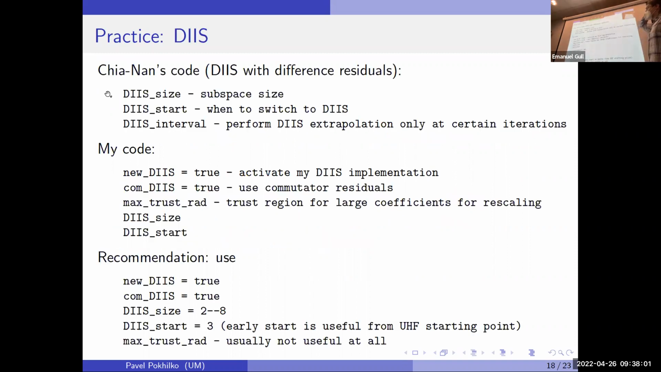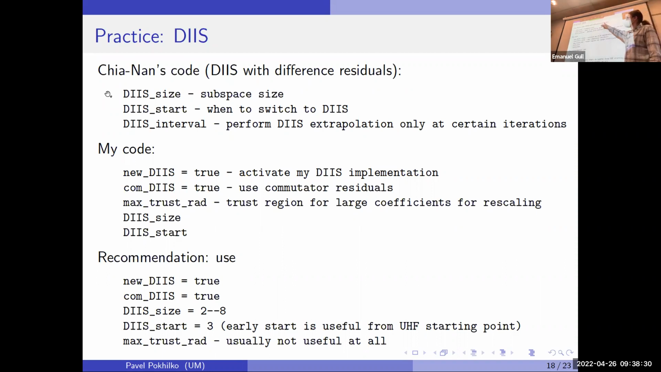So how to use it? I implemented it in the way such that I reused the most number of keywords from the previous implementation, and both implementations are available. So the DIIS code uses 3 parameters. Chen's implementation of DIIS uses 3 parameters: DIIS size, DIIS start, and DIIS interval.